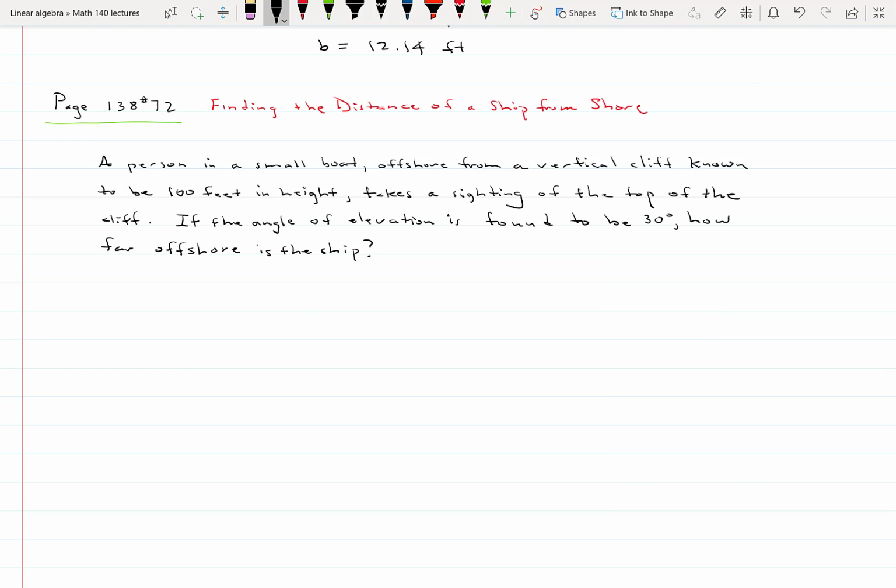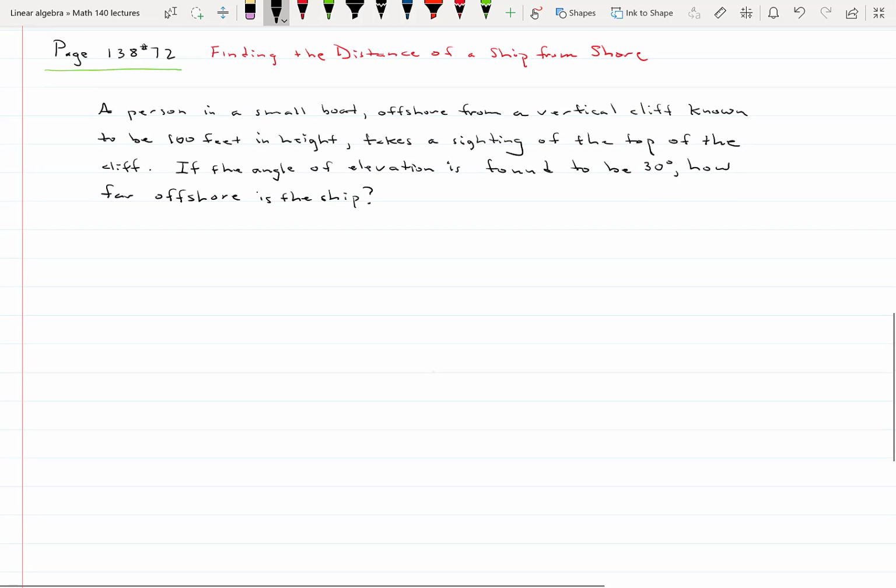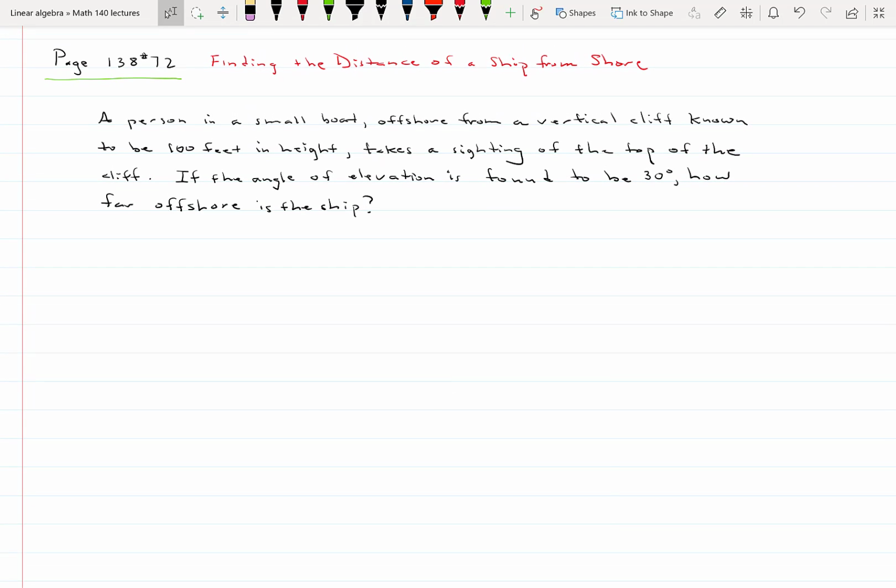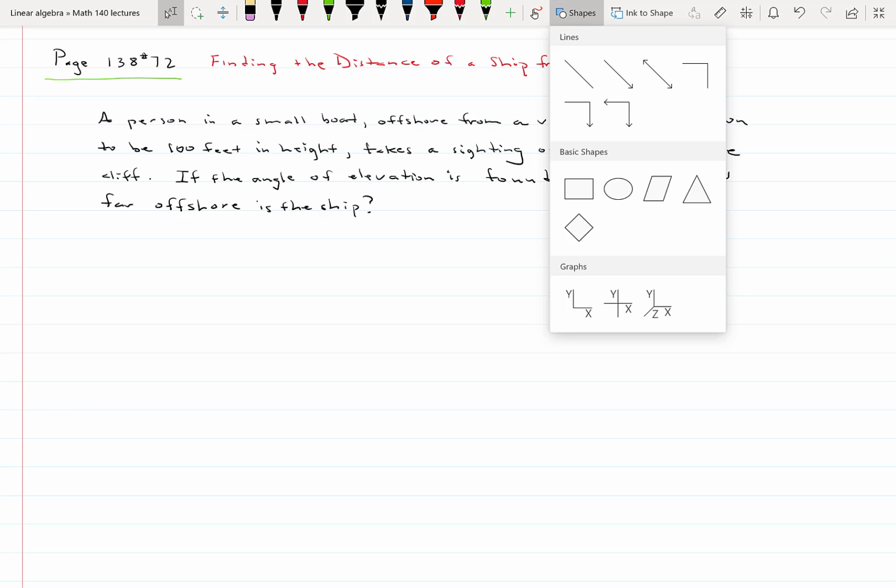So here's our first problem. Finding the distance of a ship from shore. So here we go. A person in a small boat offshore from a vertical cliff known to be 100 feet in height takes a sighting of the top of the cliff. If the angle of elevation is found to be 30 degrees, how far offshore is the ship? So there's our first reading through the problem.